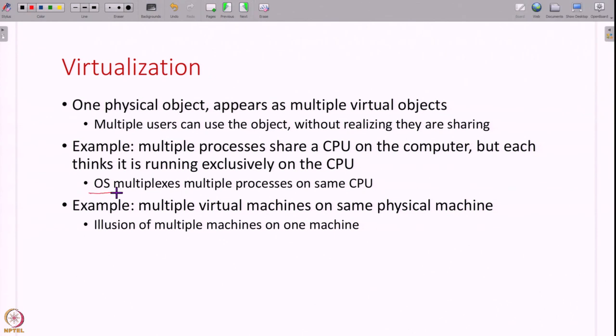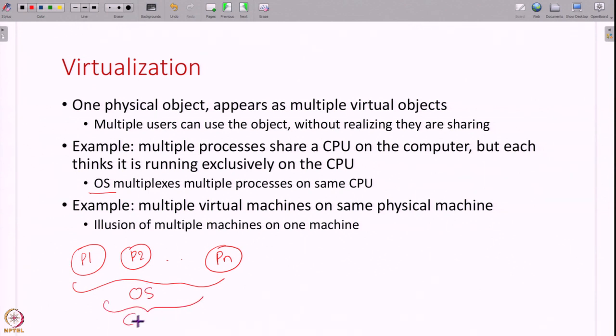Each process thinks, I have full control over the CPU and I am running on the CPU. But the underlying operating system takes care of this: if you have multiple programs P1, P2 and so on, PN, the operating system somehow multiplexes all of these on the underlying CPU, so that the processes are not aware that they are only getting a slice of the CPU, right. This is the way the operating system virtualizes the CPU and gives a slice to each of these different programs that are sharing the CPU. We will see how this is done. There are mechanisms to do this, but this is a common design principle that makes it easy for us to share computer systems across multiple users.